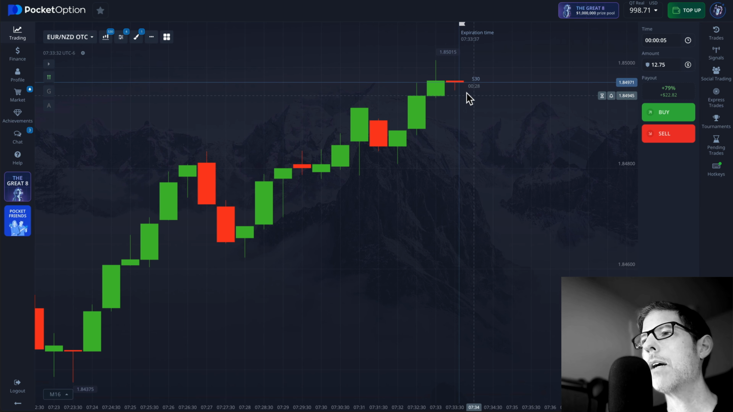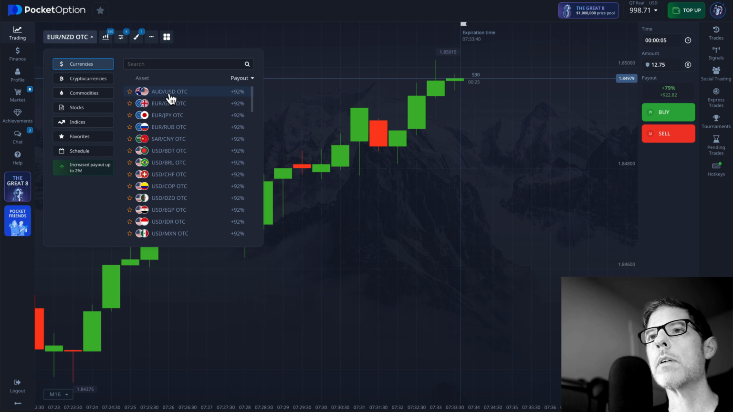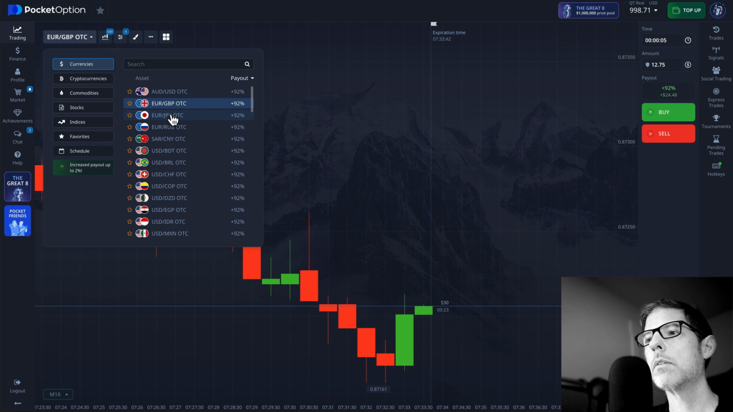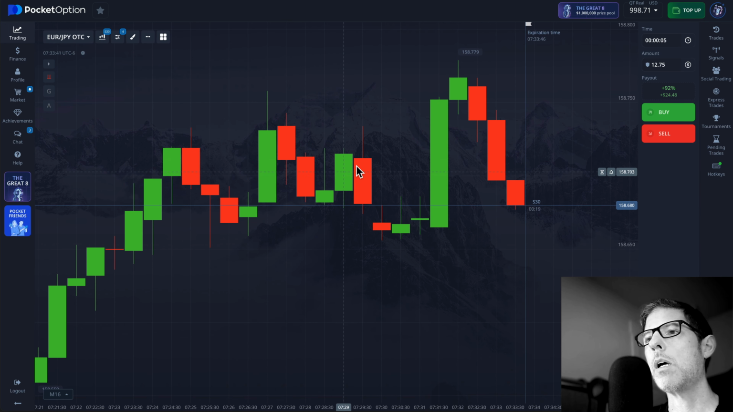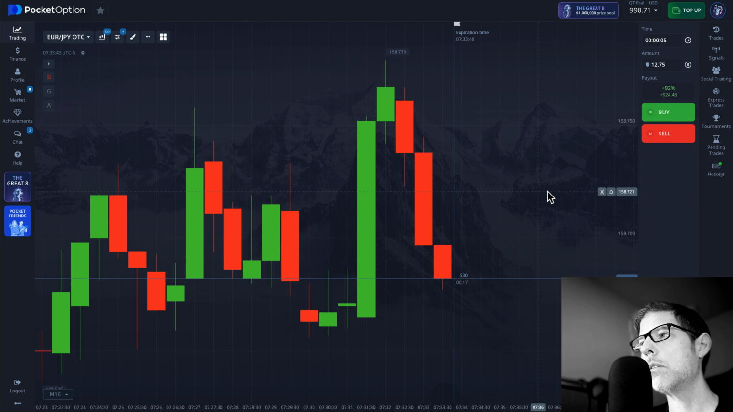Great. It's not really moving as fast as I want. Okay, this looks pretty decent. Some long wicks in here, but let's go ahead and trade. Use this.